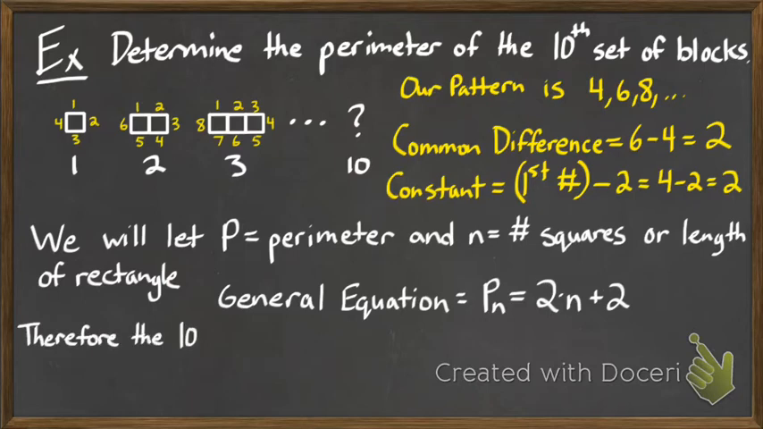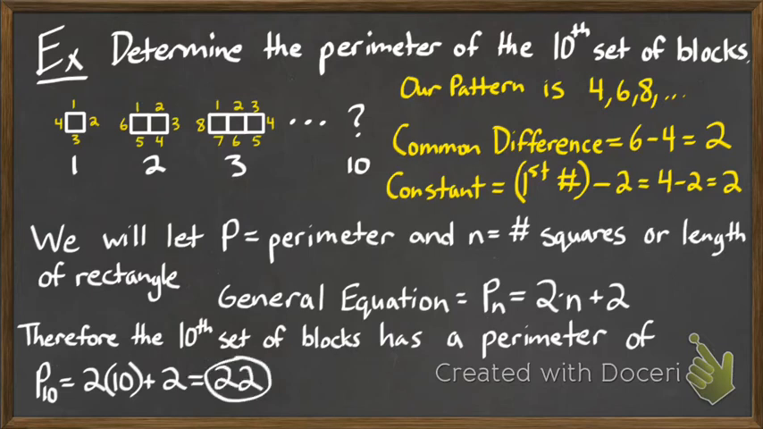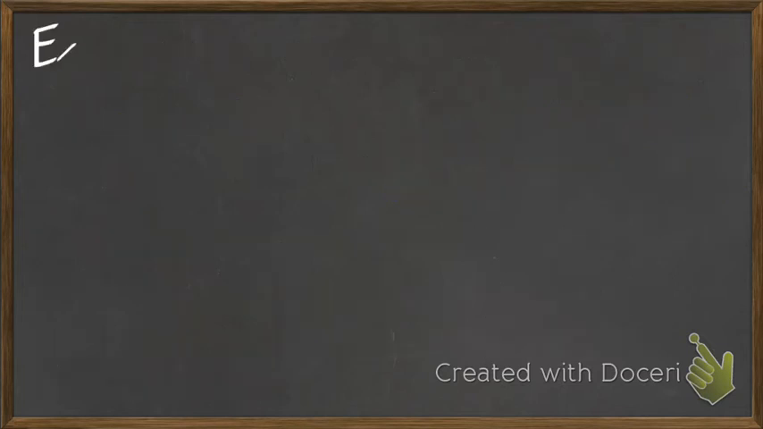Therefore, if we want to know what the perimeter of the 10th set of blocks is, what we can do is use this general equation and plug in N equals 10. So P at 10 equals 2 times 10 plus 2. 2 times 10 is 20, plus 2 gives us 22. So in our 10th diagram, our perimeter is going to be 22.